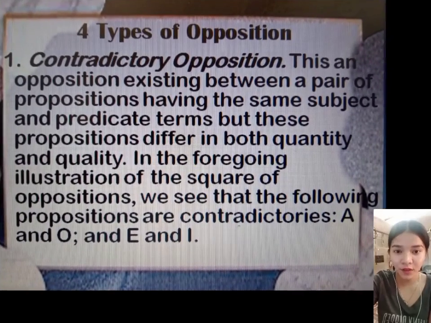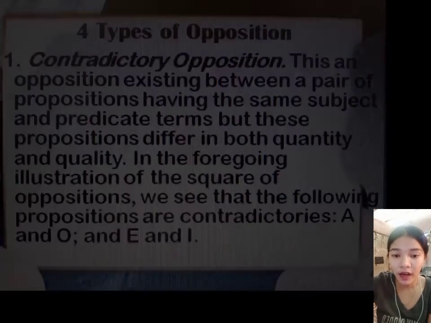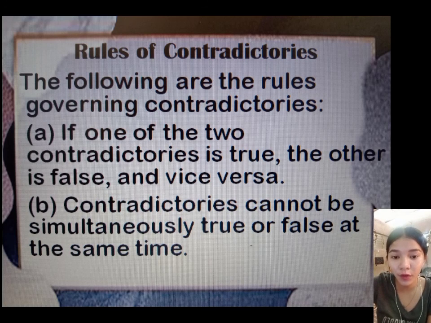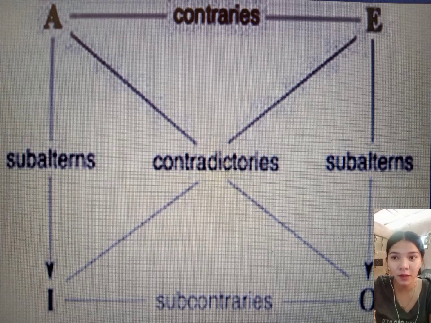So first is contradictory opposition, one which exists between two propositions that differ in both quality and quantity. Two propositions with the same subject and predicates but different in quantities and in quality. The rules: A, contradictory propositions cannot be true together. And B, contradictory propositions cannot be false together. For example, iyahang graph kay puro mga vowels man, A, E, I, O.